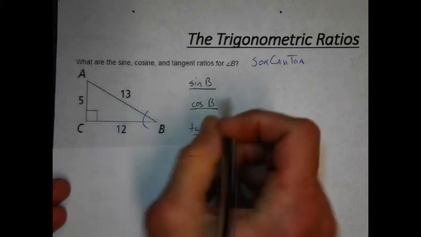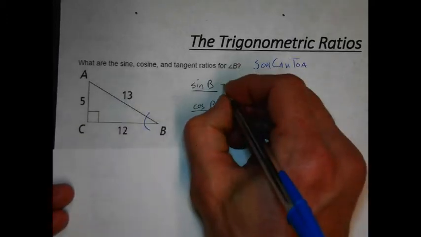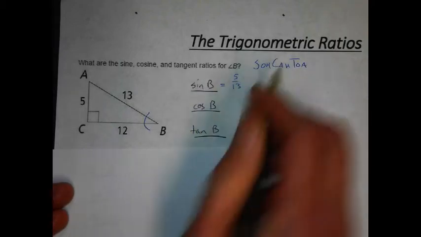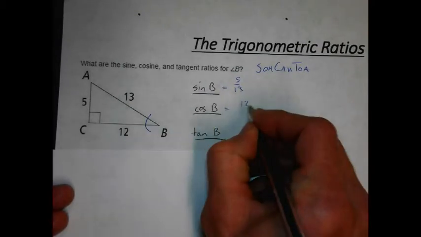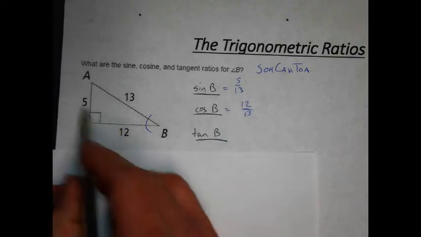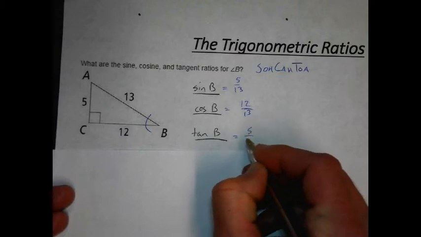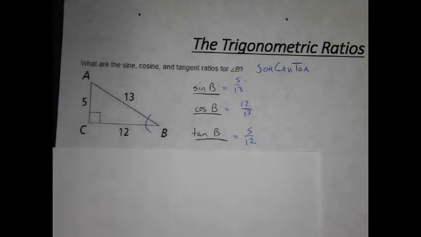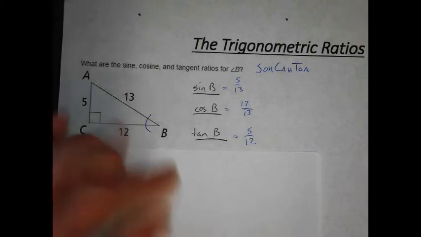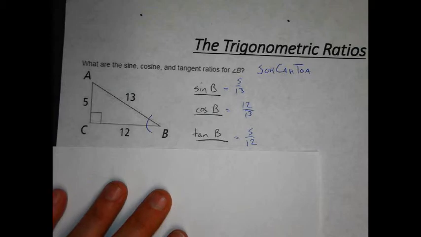The sine is the opposite over the hypotenuse, 5 over 13. The cosine is the adjacent over the hypotenuse, or 12 over 13. And the tangent is the opposite over the adjacent, or 5 over 12. Remember this triangle, by the way, the old 5, 12, 13 right triangle? So we have these neat ratios where we're dealing with familiar triangles. So that's from angle B.